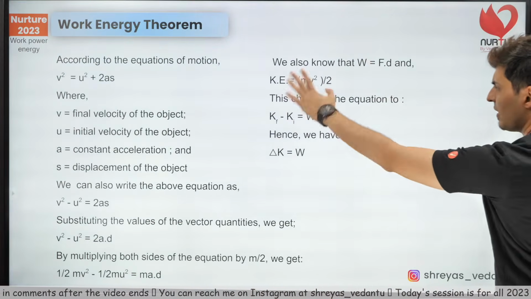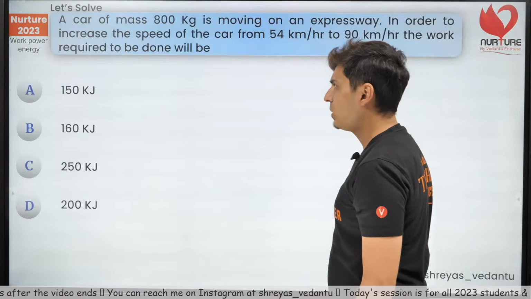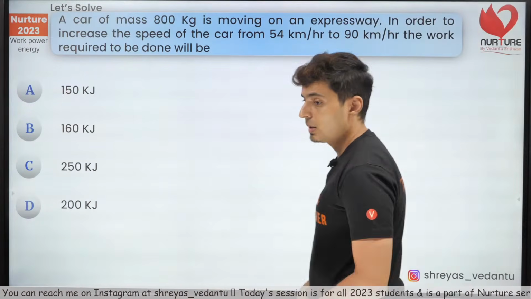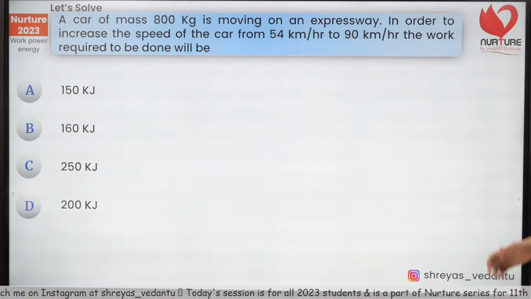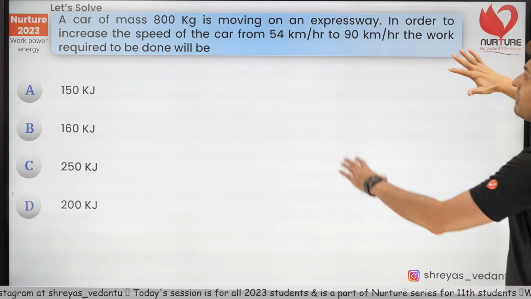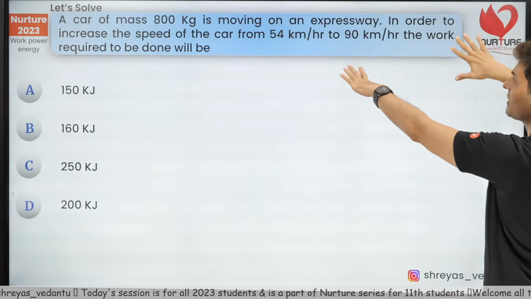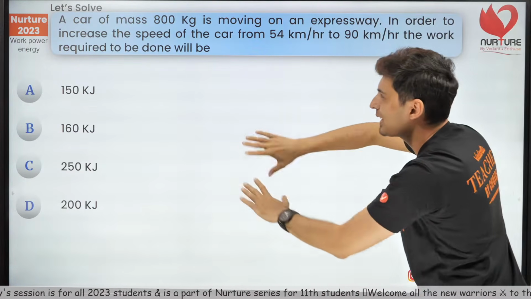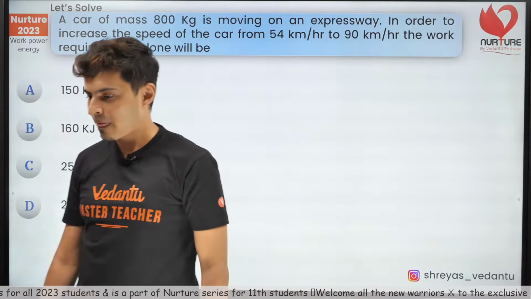So if you want the derivation, I have put it over here. You can check it out later on, but let's start applying this principle in problems. It will be there in the PDF, by the way. A car of certain mass is moving with certain speed on an expressway, and if you change the speed to 90, how much work will be required to do so?